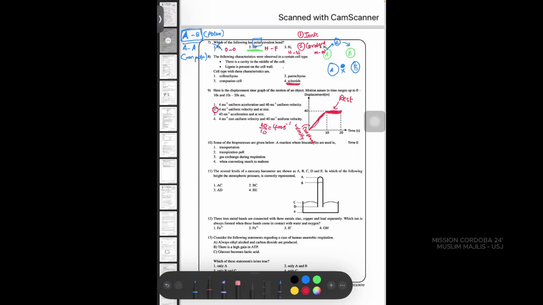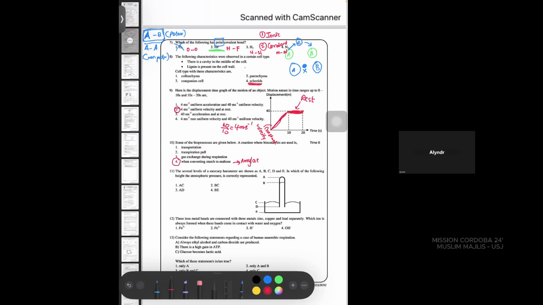Next, some of the bioprocesses are given below. Which reaction uses a biocatalyst? Can someone give me another term for biocatalyst? Enzymes, excellent. So in these four processes, which one needs enzymes? The fourth one. Converting starch to maltose is done by an enzyme known as amylase. So the answer to this question will be answer number 4, amylase.